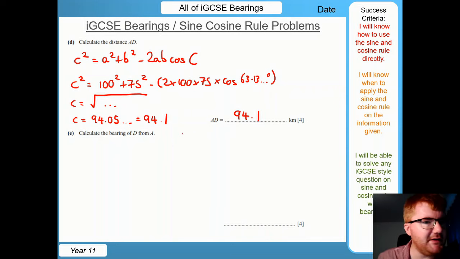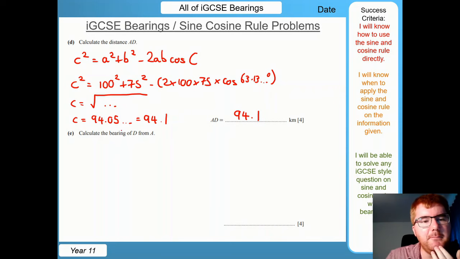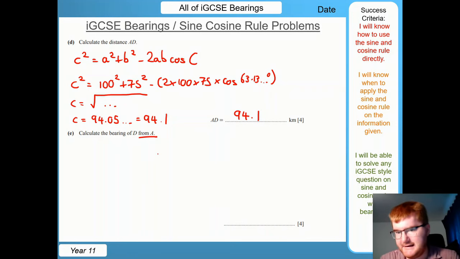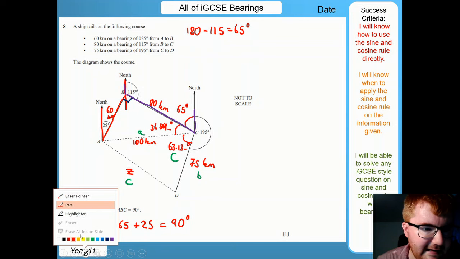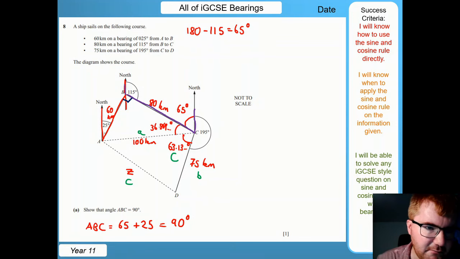Okay, and it gets even trickier at this part. So now we need to work out the bearing of D from A. That's really important. I always underline this when I do this kind of question. So we go back from A, and I want to get to D. So we start at A, and we go clockwise all the way around until we hit the line AD.